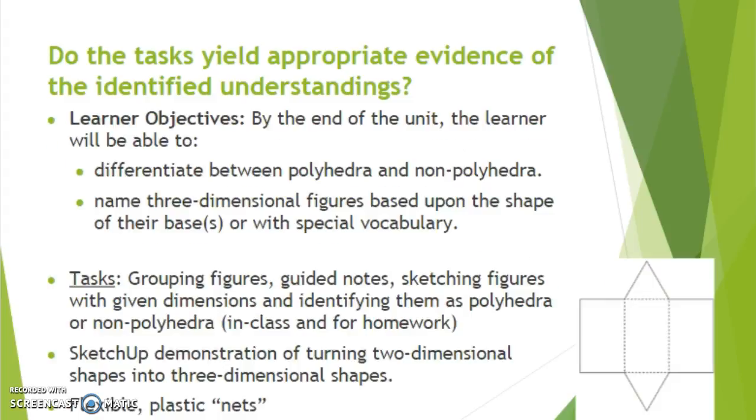So the first learner objective was, by the end of the unit, the learner will be able to differentiate between polyhedra and non-polyhedra, and also name three-dimensional figures based upon the shape of their base or bases, or with special vocabulary. So the first thing I did was I projected a group of 9 three-dimensional figures, and I told the students to put them into 3 groups of 3. I gave them no further instructions other than to group them based on what they visually looked like.